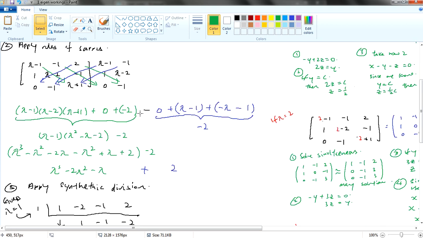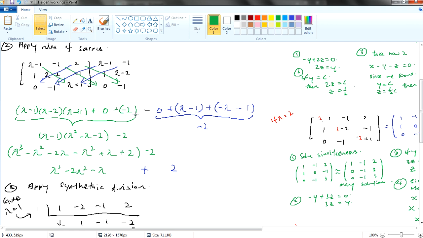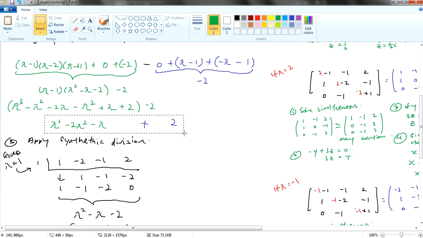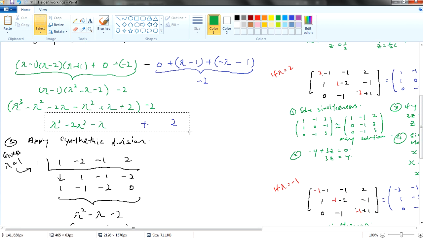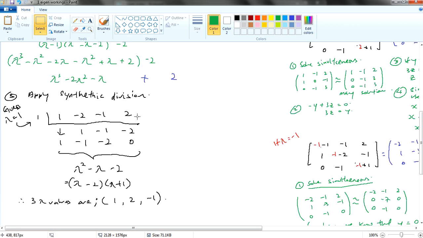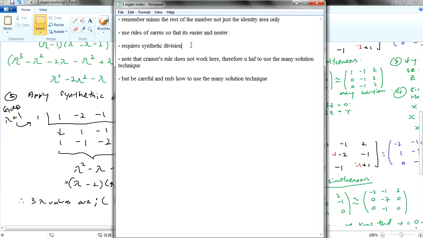You can alternatively use the determinant method, but the determinant method always leads to careless mistakes, so I decided to use the rule of Sarrus. Eventually you will get this. Once you get this, you have a third order polynomial equation. However, you don't know how to decompose it, right? So we apply synthetic division.